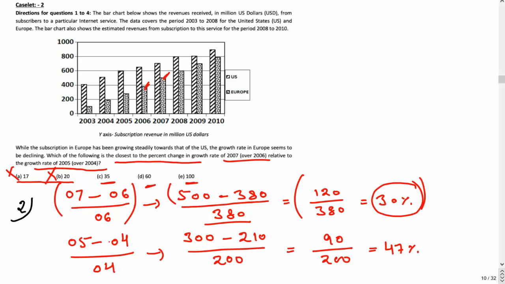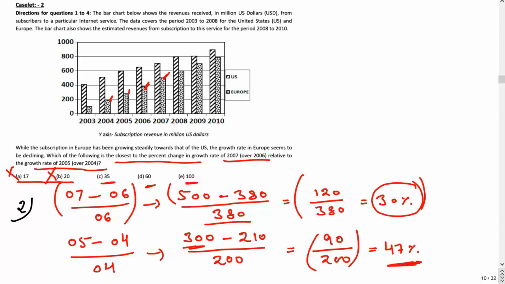And then 2005 to 2004 you can see, like 2005 I have taken it here as 300, and 2004 I am taking it as 210. Why I am taking the 210? You can take it as 200 as well, does not matter, but you can take it as 210 as well. 90 by 200 is the ratio that you got, is very much close to 47%.